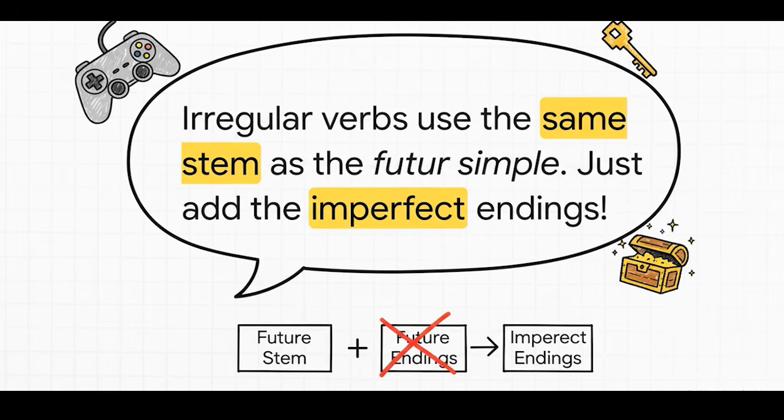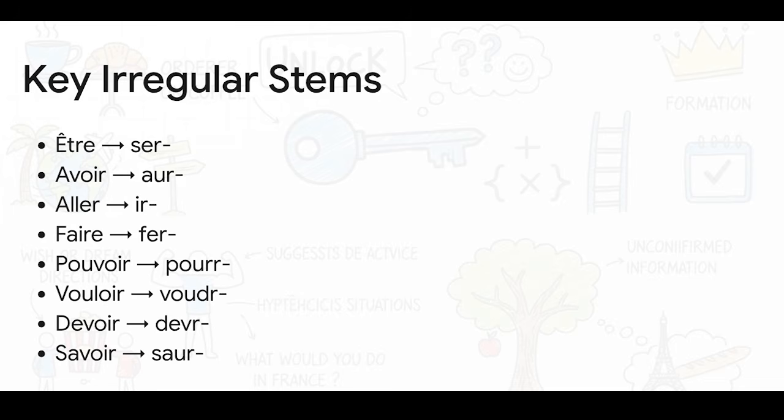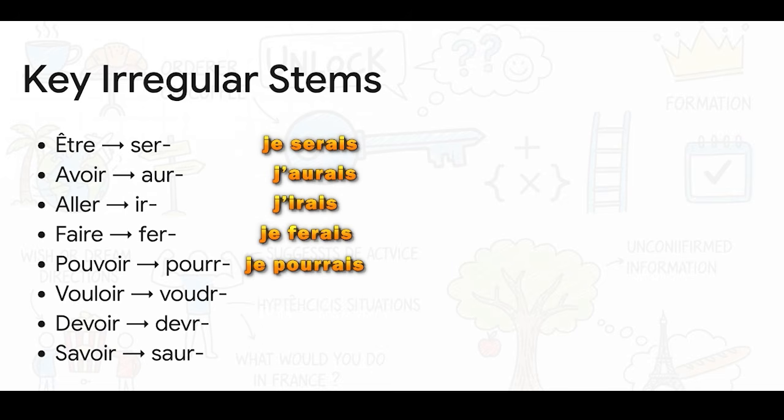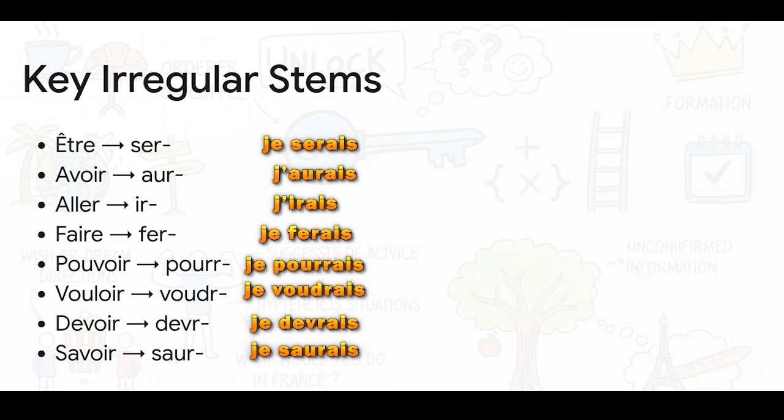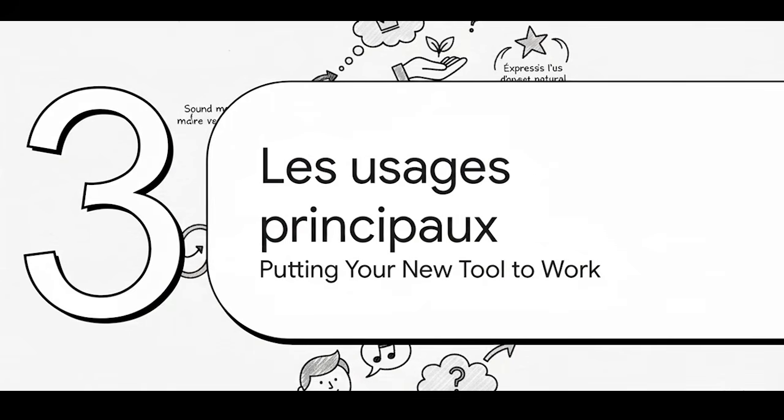Now, what do we do about the irregular verbs? Do not worry. If you already know your irregular stem for the simple future tense, you're basically done. It is the exact same stem. All you do is swap out the future endings for those imperfect endings we just looked at. So here are the big ones, the most important ones. Être becomes je serais. Avoir, j'aurais. Aller, j'irais. Faire, je ferais. Pouvoir, je pourrais. Vouloir, je voudrais. Devoir, je devrais. Savoir, je saurais. You get these 8 down, and honestly, you've got like 90% of the irregular verbs you'll ever need in a normal conversation.